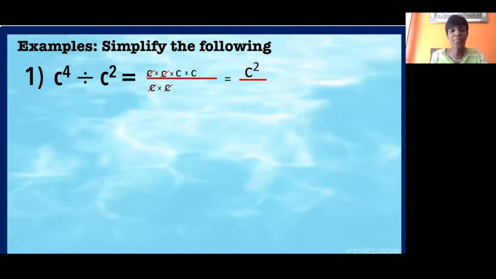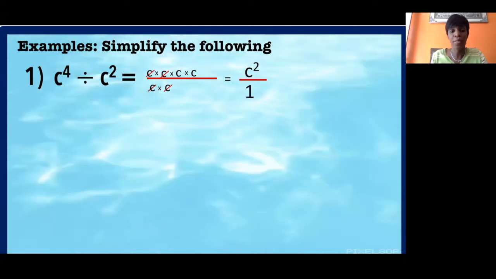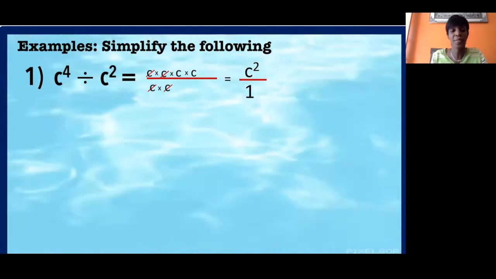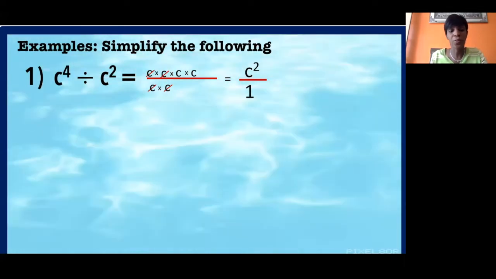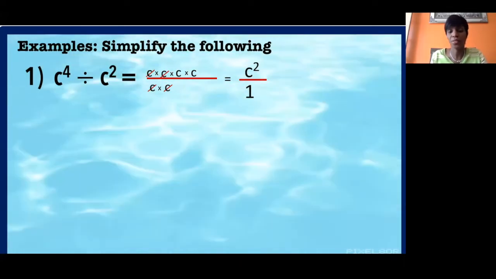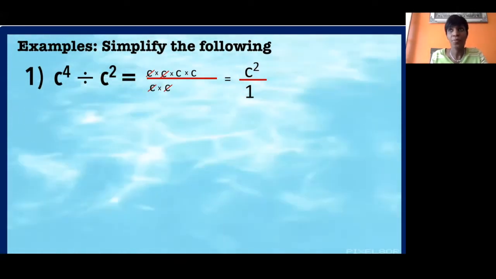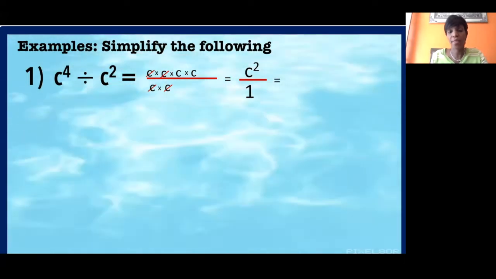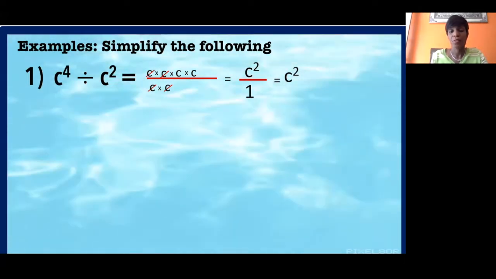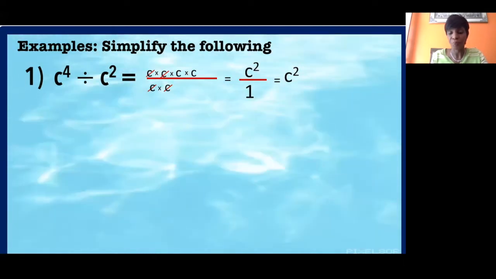So when everything is canceled out, what does it mean? Our answer is going to be at the bottom 1, because when we cancel C with C, C goes into C once, like we did earlier. A into A 1, so C into C 1, so at the bottom our answer is going to be 1. And when we have a fraction with 1 as the denominator, how do we rewrite it? So we write it as C to the second power, so that will be our final answer.